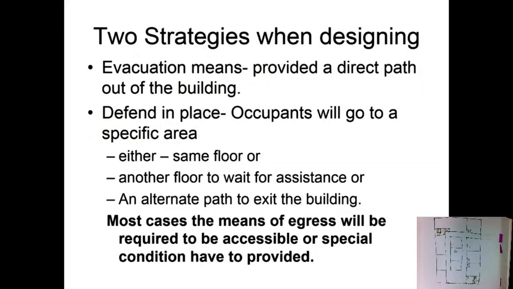So there are two strategies when designing. We're talking about evacuation means, which provides a direct path out of the building. And of course, defend in place, where we're trying to have a place where occupants go in a particular area. So defend in place, an area of refuge that you might understand, and then an alternate path to exit the building. So here we have an alternate path that goes outside. In most cases, the means of egress is required to be accessible or have special conditions provided.